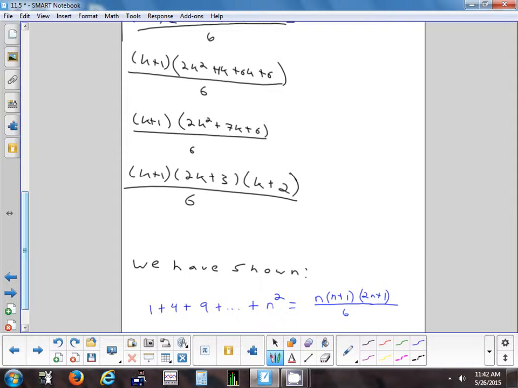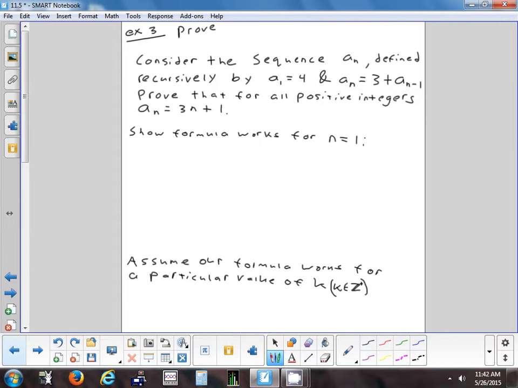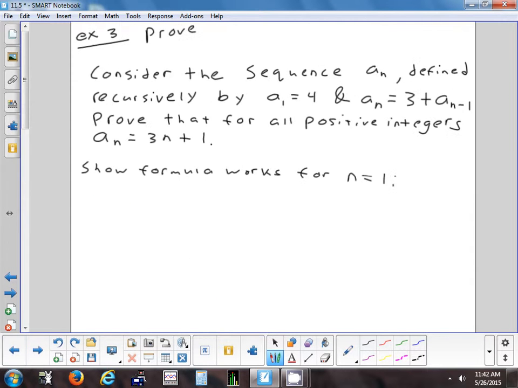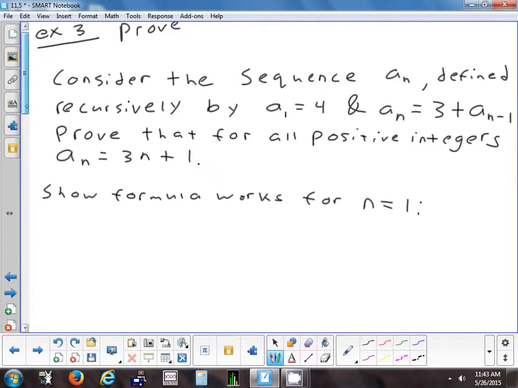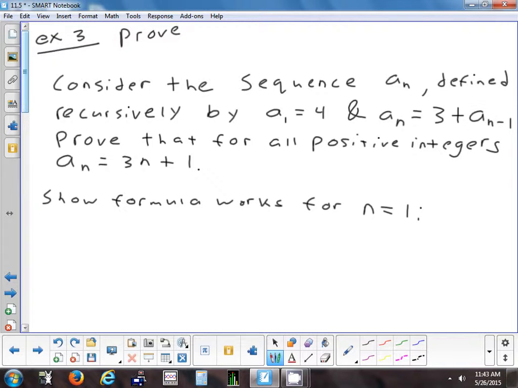Okay, so those are the kind of problems where you're proving something about a series. Here's one where you're proving something about an explicit formula. They give you a recursive formula. They're telling you what the explicit formula is. They want you to prove that this is correct. Question?